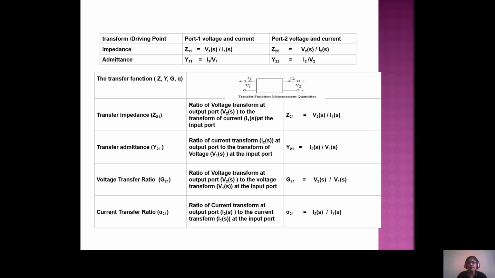So Z11 is equal to V1 of S by I1 of S, Y11 is equal to I1 of S by V1 of S. And Z22 is equal to V2 of S by I2 of S, and Y22 is equal to I2 of S by V2 of S. When you take the transfer, it is the voltage of the second port and the current of the first port. So transfer impedance means voltage of the second port by current of the first port. Transfer admittance means current of the second port by voltage of the first port. And voltage transfer ratio means voltage of the second port by voltage of the first port. And current transfer ratio means current at the second port by current at the first port.